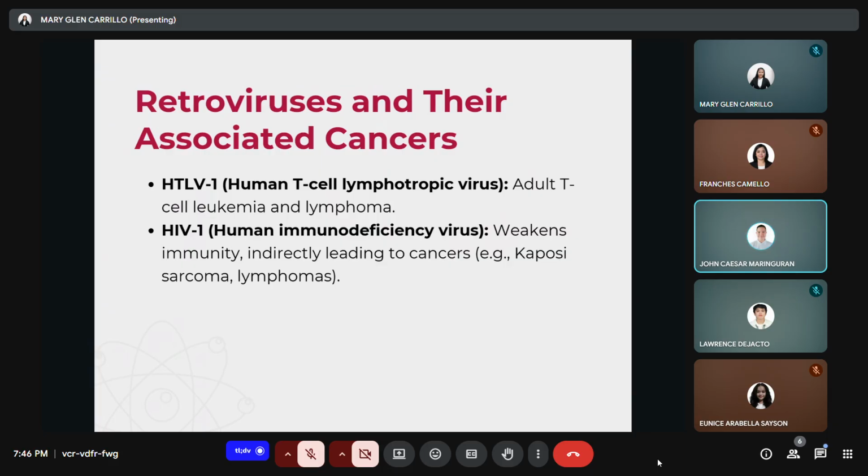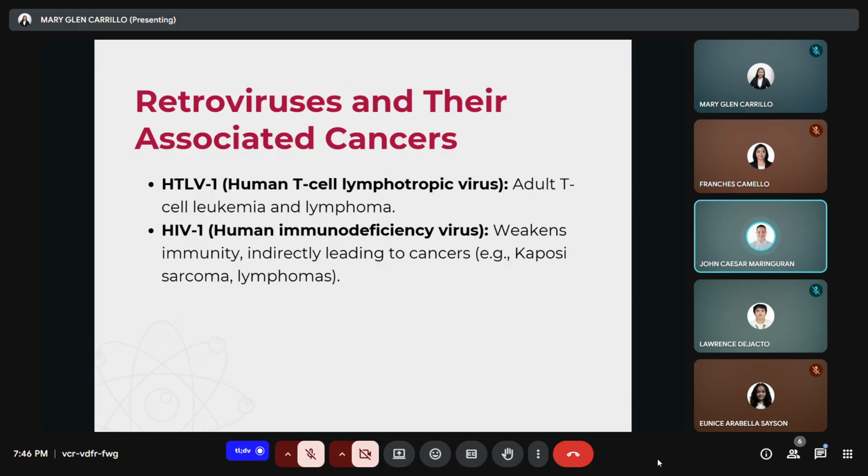Second, we have HIV-1, as we all know, the human immunodeficiency virus. So HIV is different from other cancer-causing viruses. It doesn't directly transform cells into cancer cells. Instead, HIV destroys CD4 T cells, weakening the immune system. With weak immunity, the body cannot control other infections or suppress abnormal cell growth. This condition, known as immunodeficiency, allows other viruses and cancers to flourish.